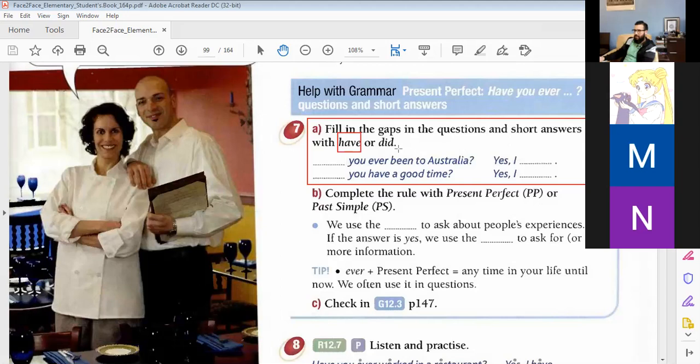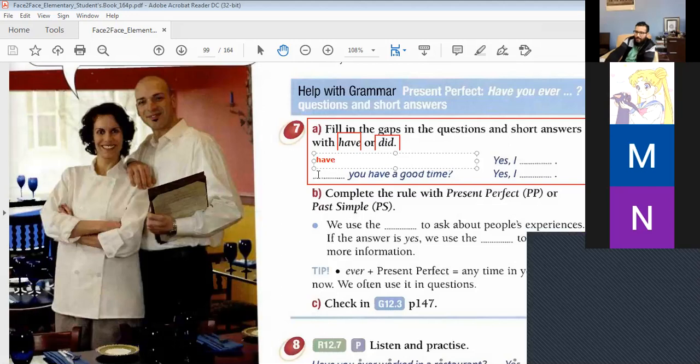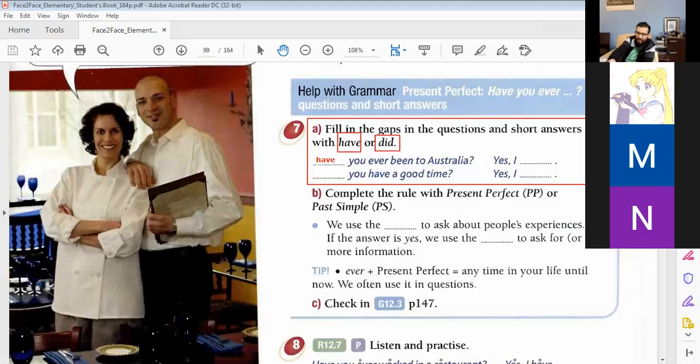So where do we put these two? In sentence 1, have. In sentence 2, did. Present perfect and past simple. That's correct. The first one is have, and the second one is did. What about the answers? Yes, I have. Yes, I did. That's correct.